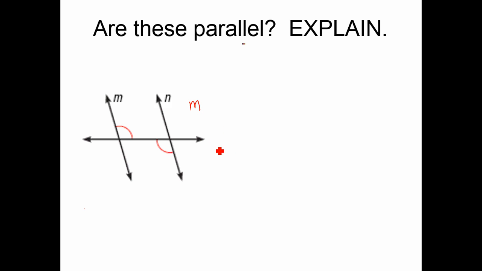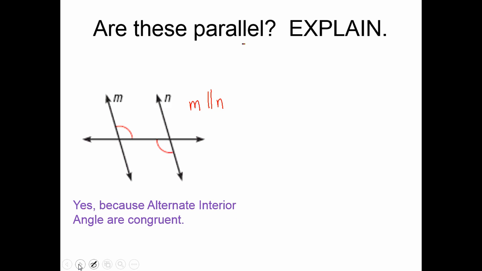Now instead of writing that out in words, you can write M, the little symbol for parallel, which is pretty much a skinny 11, right? Our two little mini parallel segments there. And N. M parallel to N. And the reason we know that is because those alternate interior angles are congruent. Okay, so that's how we would answer these questions. Let's look at a second one over here. So different angles are marked congruent here.